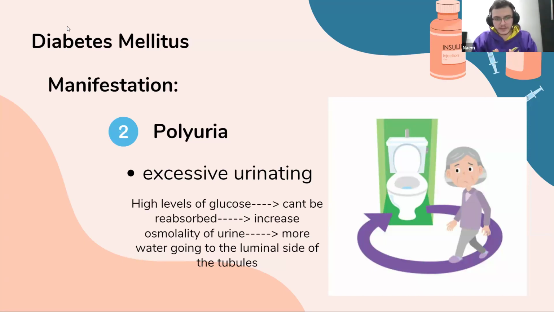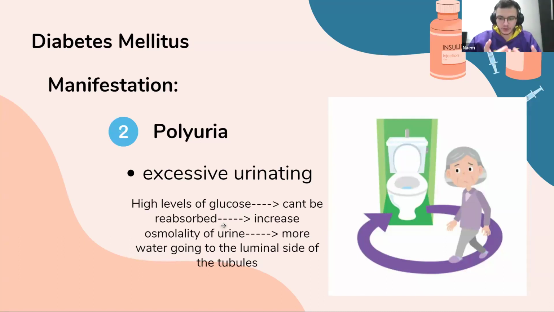But in the case of diabetes, you have such a high level of glucose that the body can't reabsorb all the glucose from the urine. So the glucose that is getting filtered is way higher than the capacity of the reabsorption of glucose. So you will have a high level of glucose in the urine. What does this mean? This means it's going to increase the osmolality of the urine. So the urine is going to become hyperosmolar.